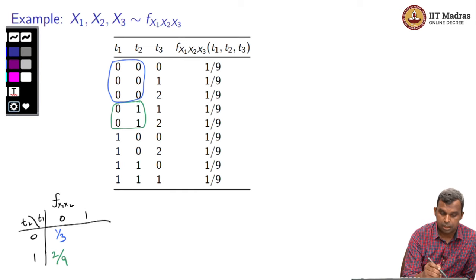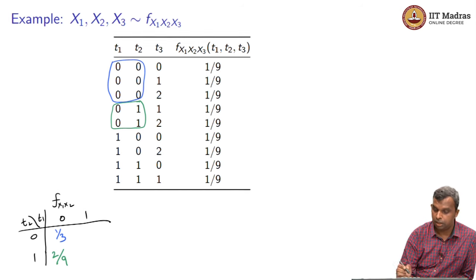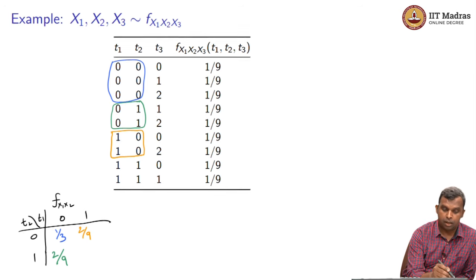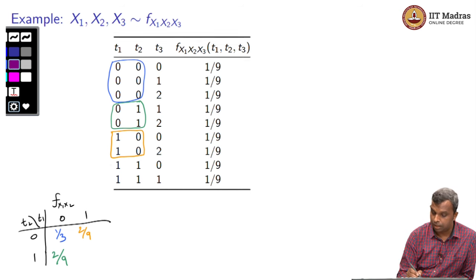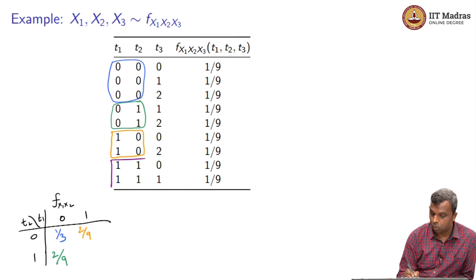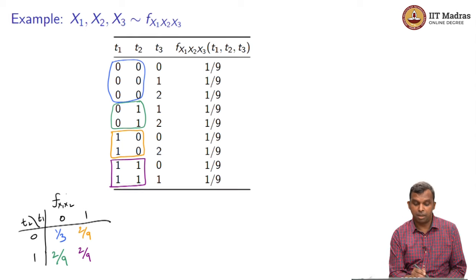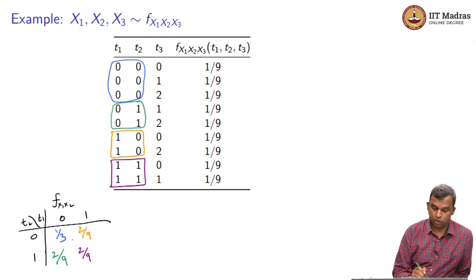Let's change to some other color, an orangish color, for 1, 0, so you have 1, 0 here, okay, that's again 1 by 9 plus 1 by 9, that's 2 by 9, and then one can change to magenta or something like that, for this 1, 1, and that's again another 2 by 9, okay. So this is my joint PMF, FX1, X2, okay.